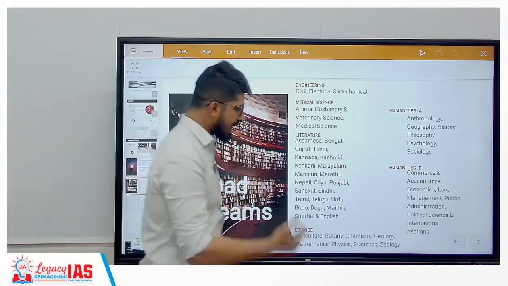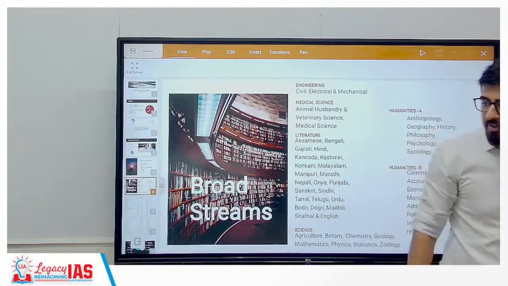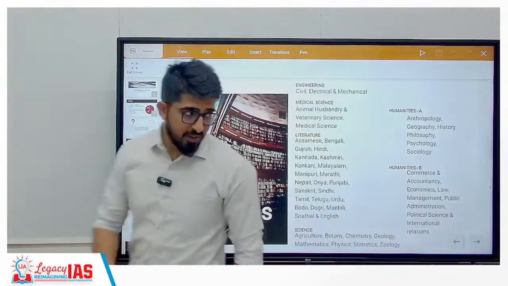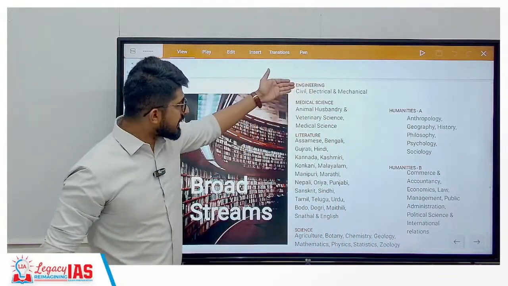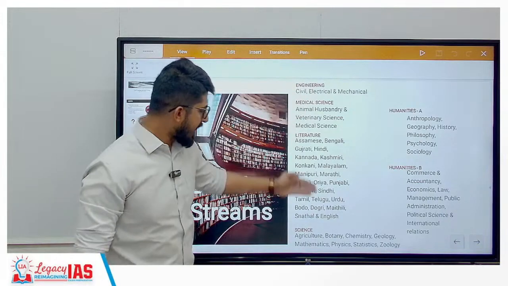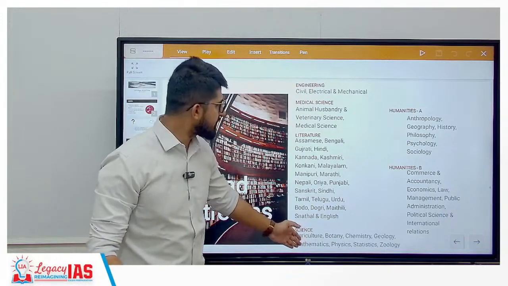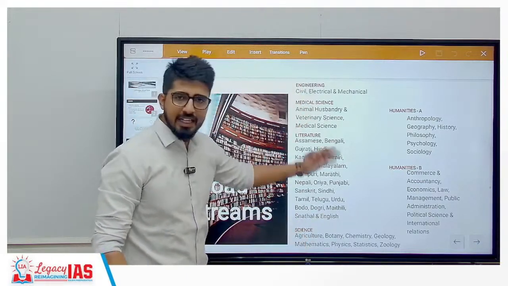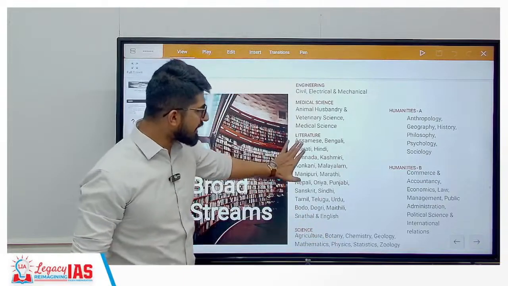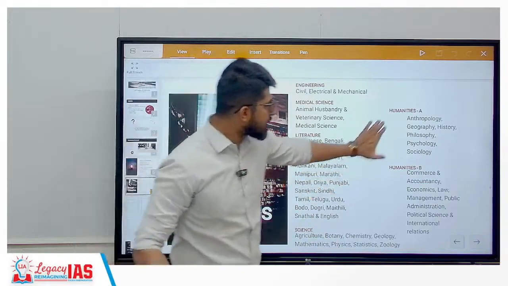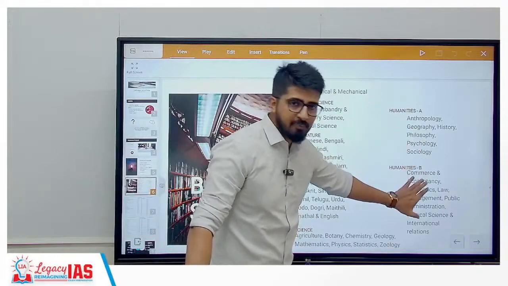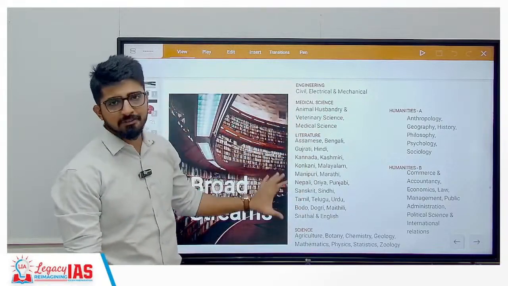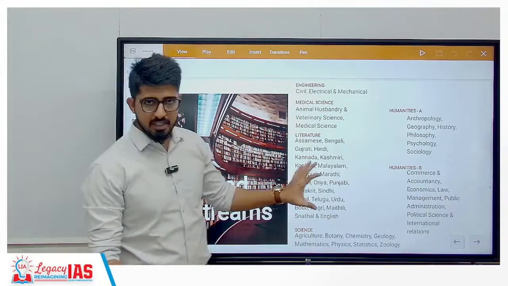Next, these are the optionals that are available. 48 optionals we were talking about. These are the optionals. We would put engineering, medical science and sciences under the science section. So these are all sciences itself. And then you have the literature part, which is separate. And then you have humanities A and B. This is the classification given by UPSC. This is how UPSC classifies the subjects.